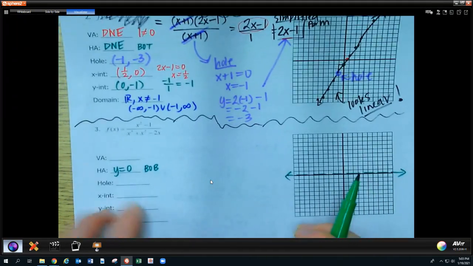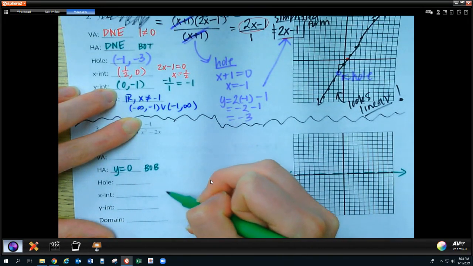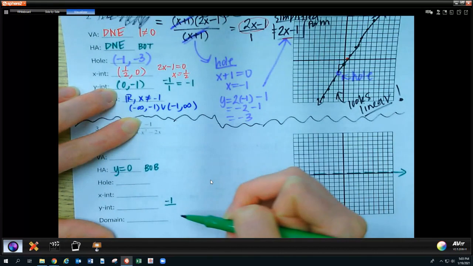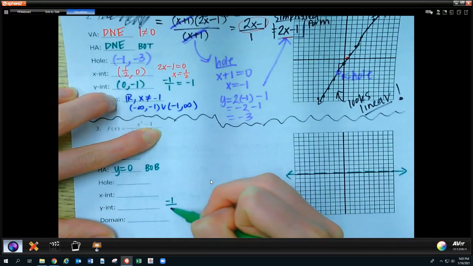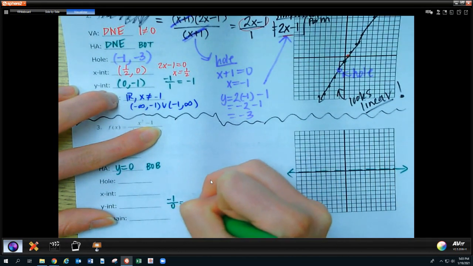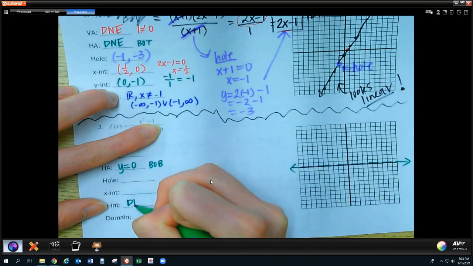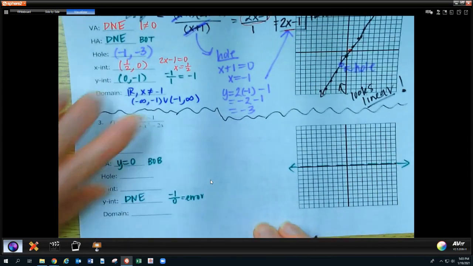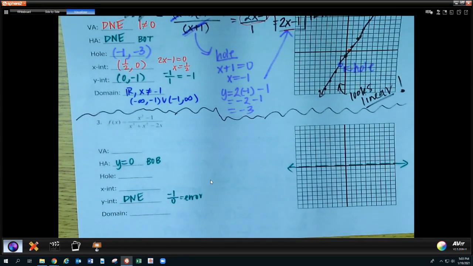The y-intercept: if you plug in 0 for x, you get a -1 on top. If you plug in 0 for x on bottom, everything disappears to 0. That's error. And so the y-intercept does not exist. Anytime you get 0 on bottom, error. No y-intercept. Okay, we are ready to simplify.